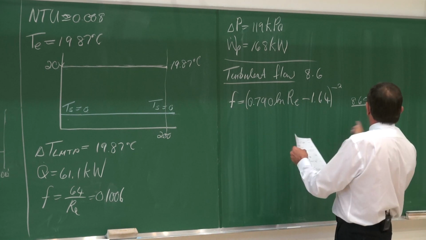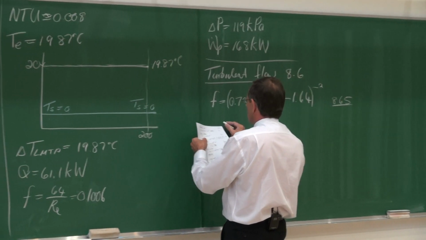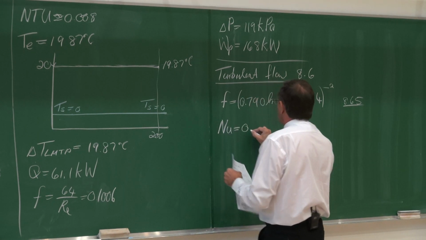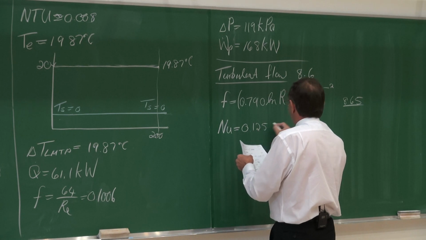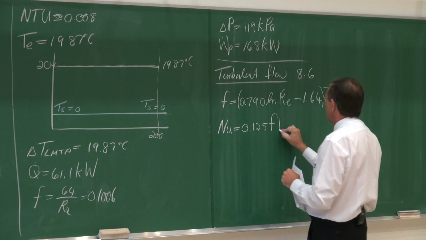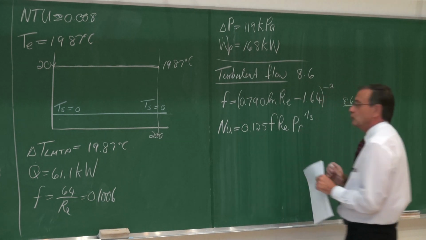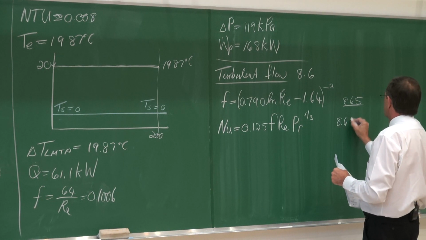Then it starts with what is called the Chilton-Colburn equation. The Chilton-Colburn equation gives the Nusselt number as equal to 0.125 multiplied by the friction factor, multiplied by the Reynolds number, multiplied by Prandtl to the third. And that is equation 8.66.